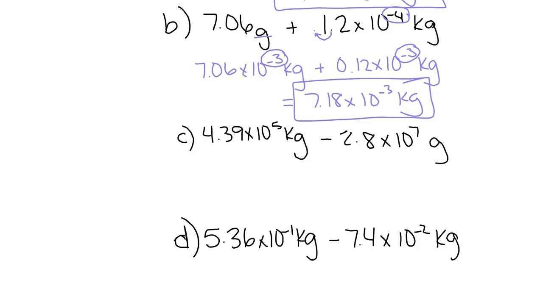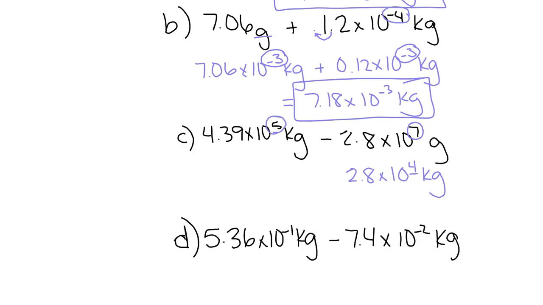Next for part C, they also want the answer in kilograms, so let's go ahead and convert our grams into kilograms. There's 1,000 grams in a kilogram, so we're going to divide it by 1,000, and when we divide by 1,000, we just subtract this number by 3. So it'll be 2.8 times 10 to the 4th kilograms.